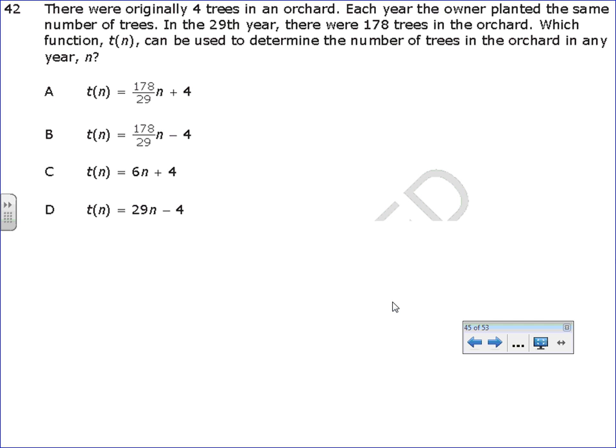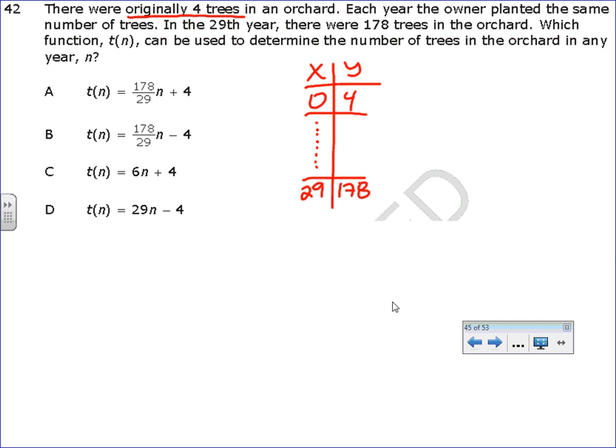Okay, 42. There were originally 4 trees in an orchard. Each year, the owner planted the same number of trees. In the 29th year, there were 178 trees in the orchard. Which function can be used to determine the number of trees in the orchard in any year? Well, the first thing that I noticed is that it said originally 4 trees. That's the starting point. So I was going to make a table. I start with 4, and I know that in the 29th year, I have 178 trees.